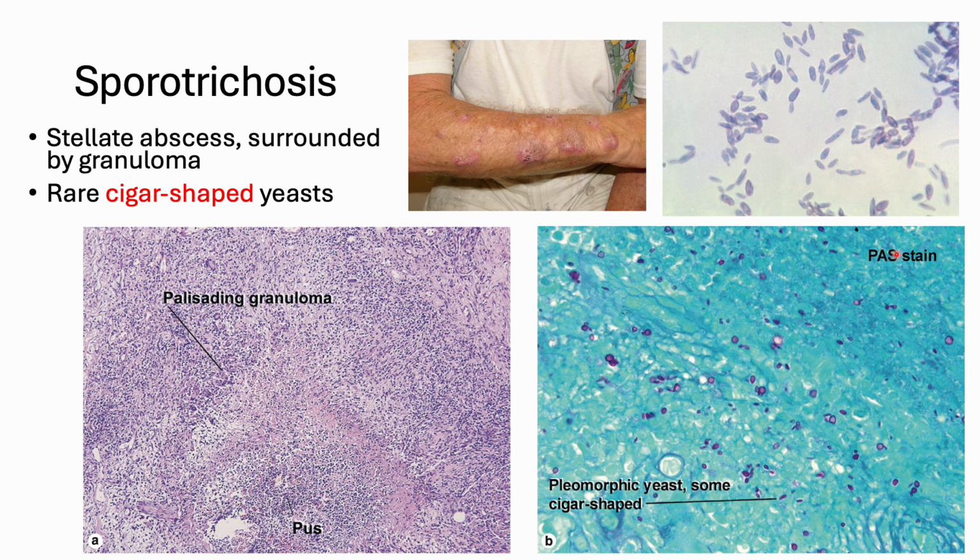And when we do the special stain for fungus, we can see there are some yeast, and interestingly, some yeast look like cigar shape, as shown here and shown here. So the cigar shape is a keyword for this disorder, sporotrichosis, in the gardener. So be careful when you are cleaning the trees or cleaning the plants in your garden.